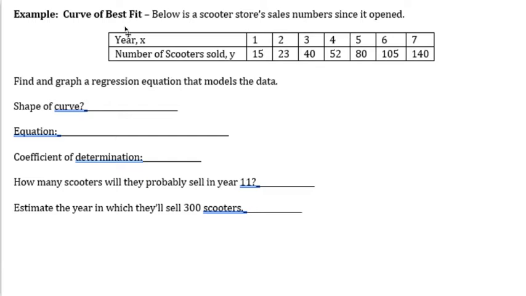This is a scooter store sales numbers. So it opened, and in the first year it sold 15, and the second year it sold 23, and so forth. So go ahead and enter this data in your calculator. Pause the video if you need to. Enter the data in your calculator, and we'll move from there.